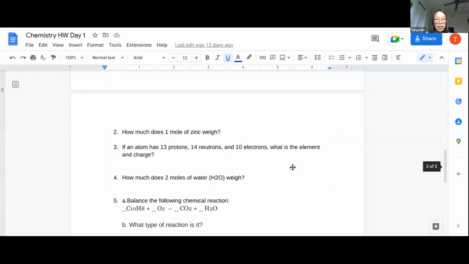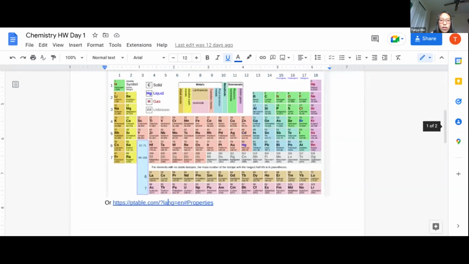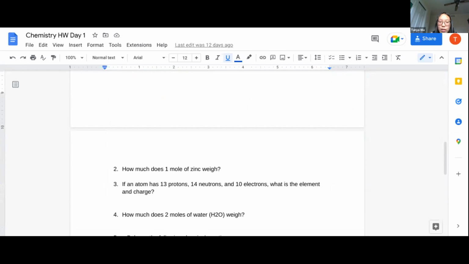And you're correct that it's Al +3, because the protons are what make that element. So it's aluminum. The neutron doesn't really matter in this case, and the charge is +13 minus 10, which is +3.